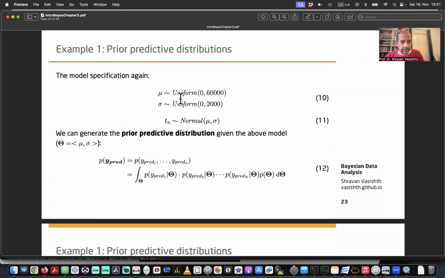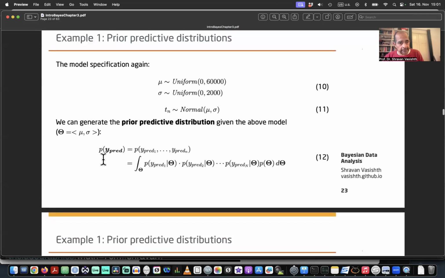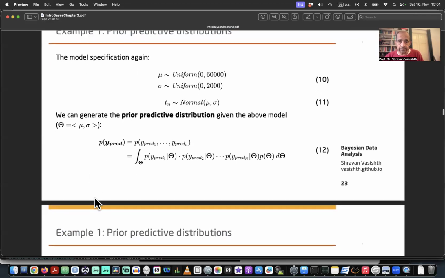So let's take this unreasonable set of priors that I had chosen earlier and see what happens when we try to generate prior predictive data from the model and see what kind of data it produces. Okay, so the prior predictive data is basically just integrating out all the parameters.